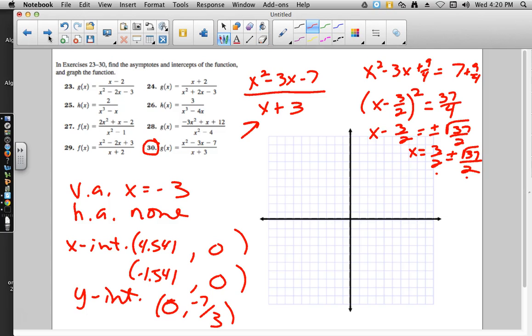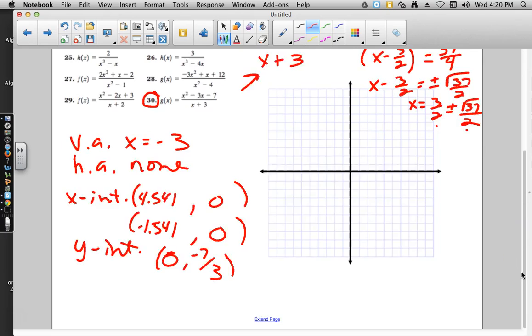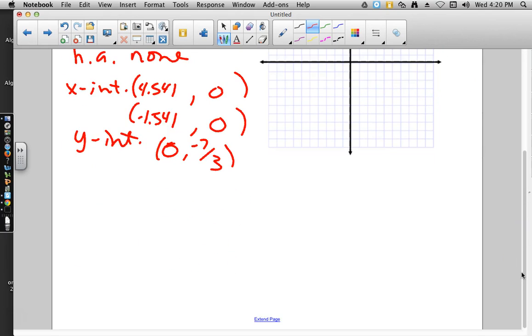So to find the x-intercepts, you're making y equal to 0. To find the y-intercepts, you're making x equal to 0. That's a lot of good information, but we don't have the slant asymptote yet. And that was so helpful in the last problem, being able to know where we can aim at. So x squared minus 3x minus 7 is going to be divided by x plus 3.